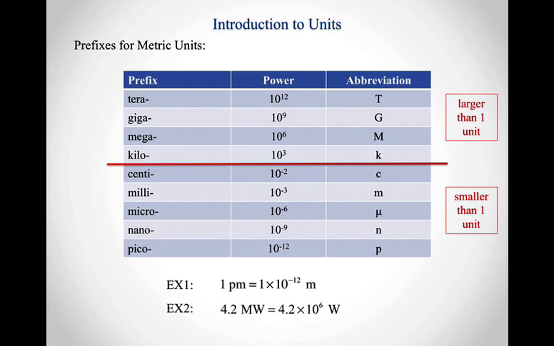As a second example, 4.2 megawatts. The big M tells me I've got mega, and mega is 10 to the 6th in terms of the power. Again, the 4.2 out front stays the same, and the watts, the unit in back, stay the same. All I'm doing is replacing the M for mega with the times and the right power, which in this case is 10 to the 6th. So 4.2 megawatts is another way of saying 4.2 times 10 to the 6th watts.